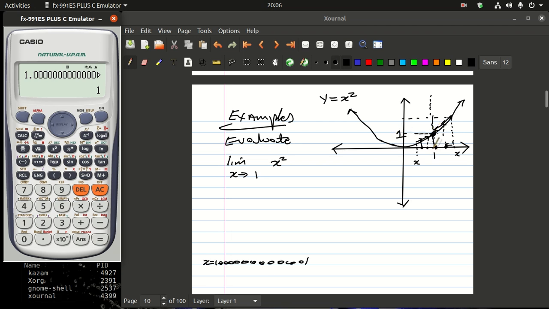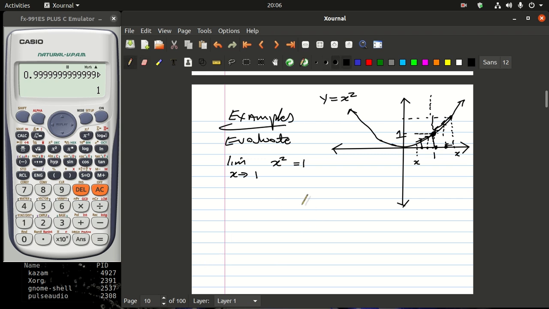If I were to pick a value on the left, so let's say 0.99999, I'm going to place as many 9s as possible so that I'm very close to 1, and then I square it up. What will be the output? The output is 1. So the value that I keep getting closer and closer to here is actually 1. So the limiting value of this function is a 1. That's all there is to it. That's what this limit is.